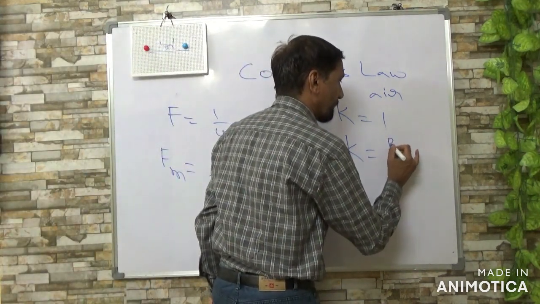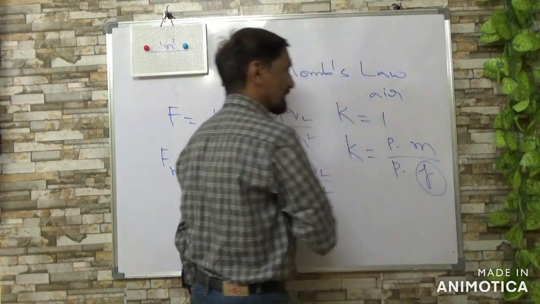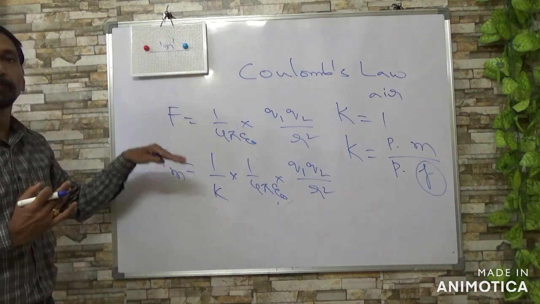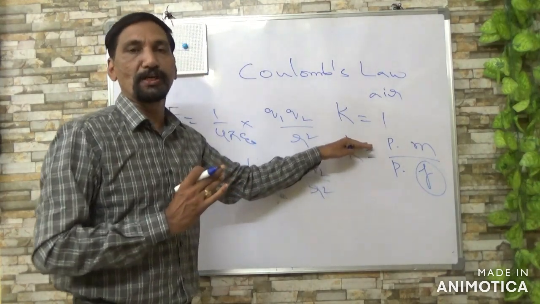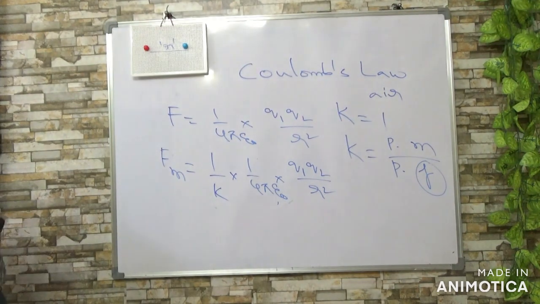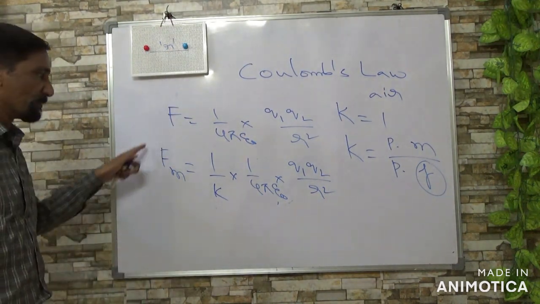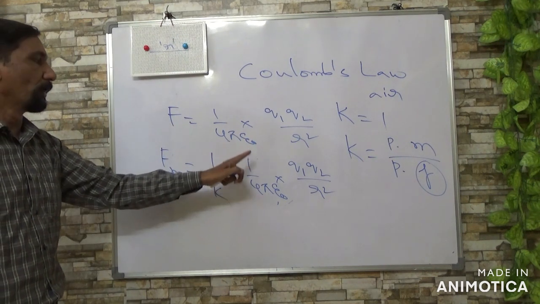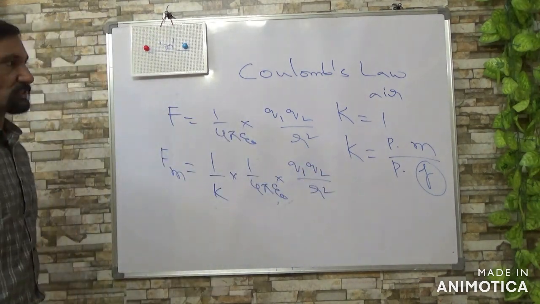Permittivity of the medium to permittivity of free space will give us the dielectric constant. It is a ratio, so no units. So remember, force between 2 point charges in any medium is given by 1 by K into 1 by 4 pi epsilon naught Q1 Q2 by R square.